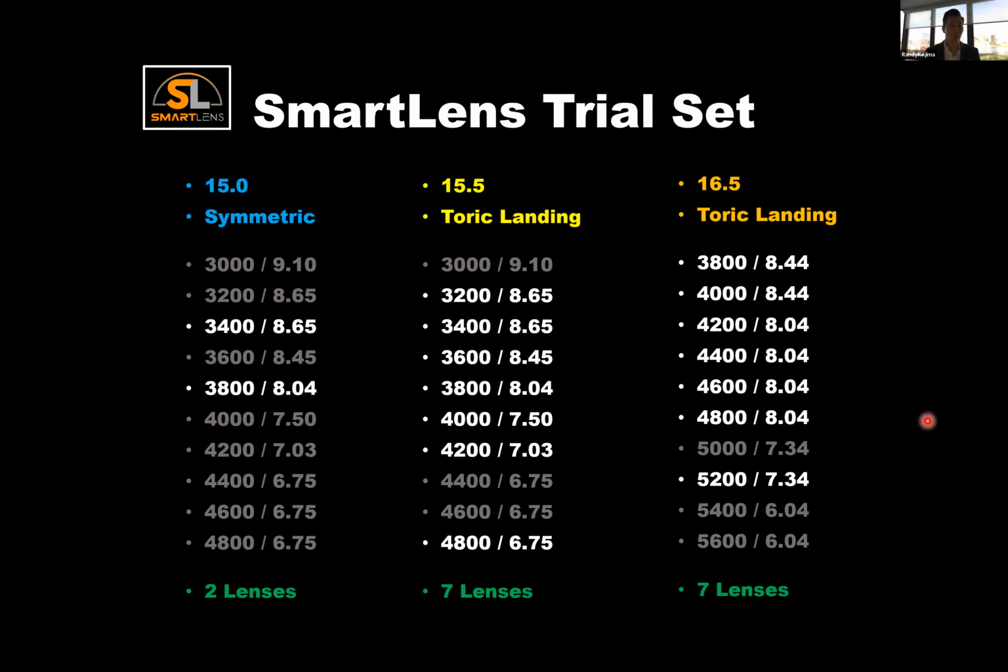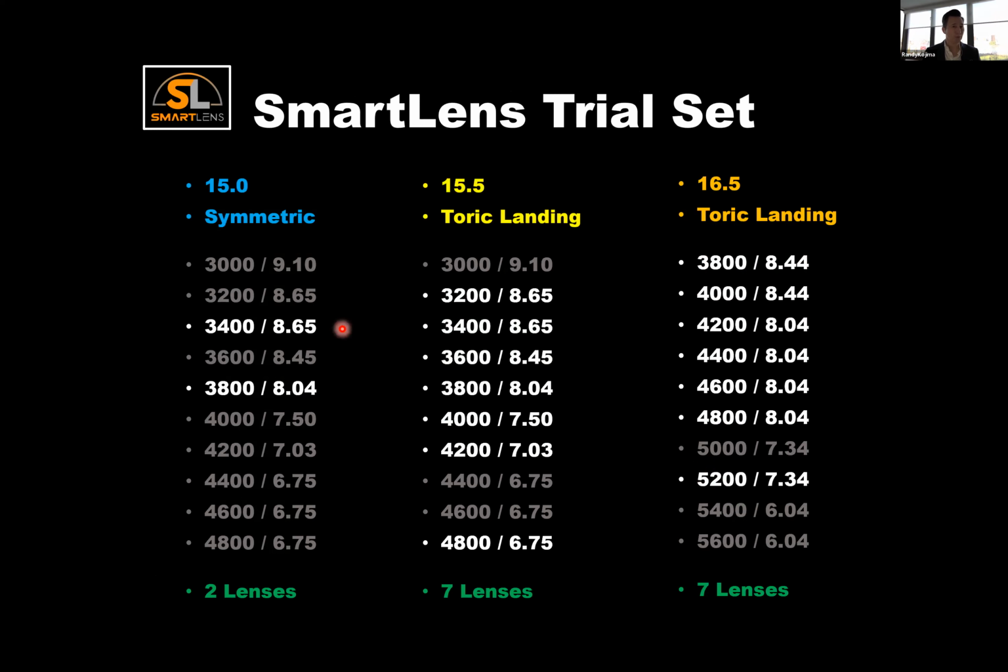You have a whole range of trial lenses in the smart lens set. You have the largest number of medium and large diameter lenses. The reason being, the patients we're most likely to fit in a scleral lens are going to be the asymmetric, the patients with higher sagittal differential.